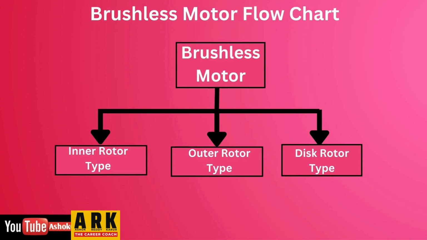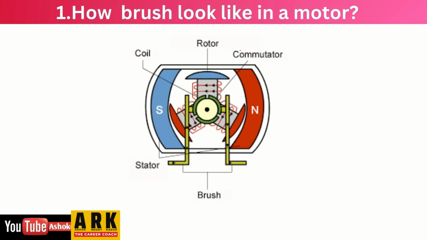This is the architecture, and in the brushless motor we have three types: inner rotor, outer rotor, and disc rotor. We will see each one of them. This is how the brush looks in a motor. As I told you, this is the rotor, and here there will be a coil, and then it is called a commutator, which will be around the rotor. Then we have the stator, which is stationary, with the south pole and the north pole, and this is the brush. It will be around here, inducing the EMF around the rotor.